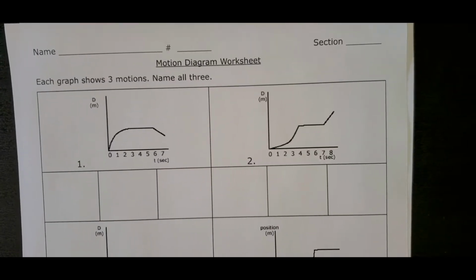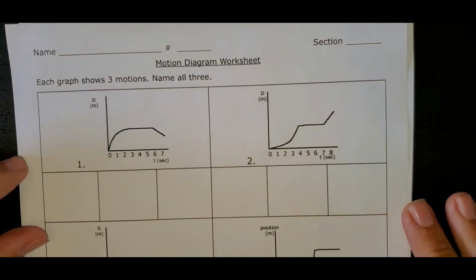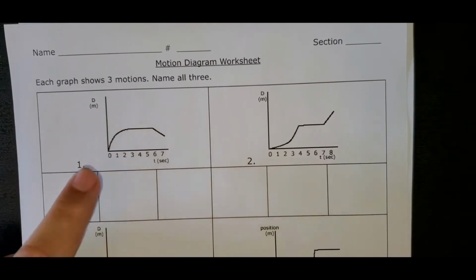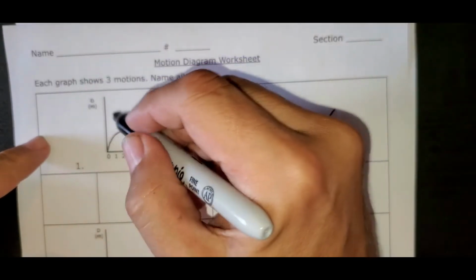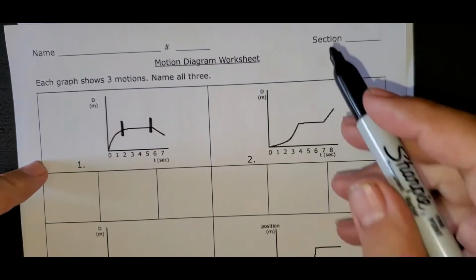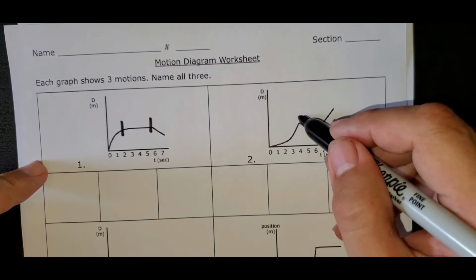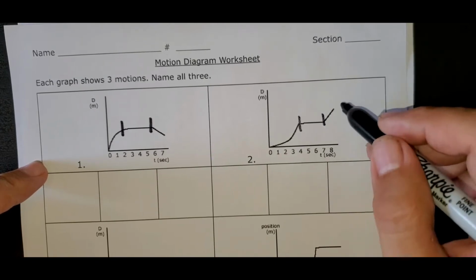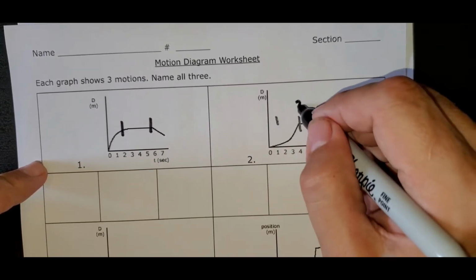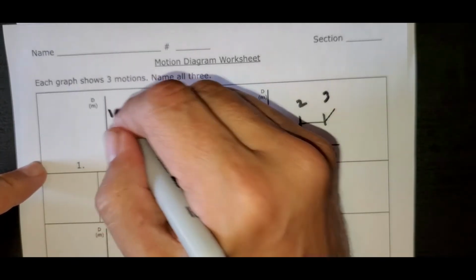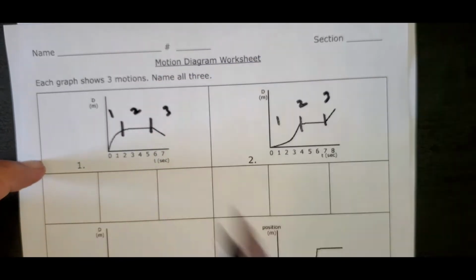All right, let me show you how to do this worksheet. Almost every one of these motion plots has three distinct motions. You can see this one has this motion and this motion and this motion. So it's 1, 2, 3, and 1, 2, 3.